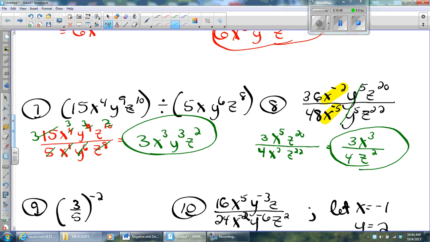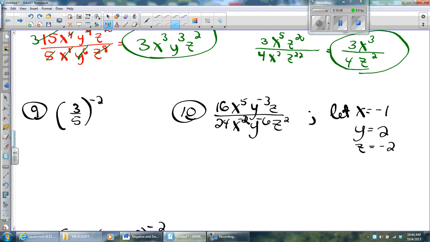All right, number 9. A negative exponent means to use the reciprocal. So I'm going to rewrite this, taking the reciprocal of 3/5 and then using a positive exponent. Now I'm just going to square everything. 5 squared is 25, 3 squared is 9. Piece of cake. It's too easy.